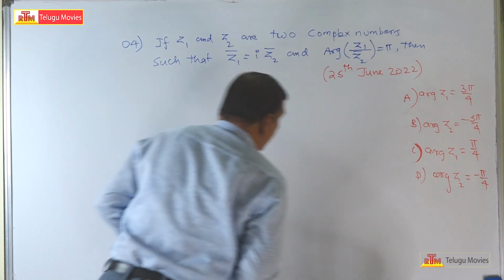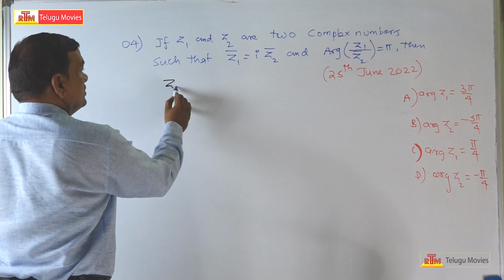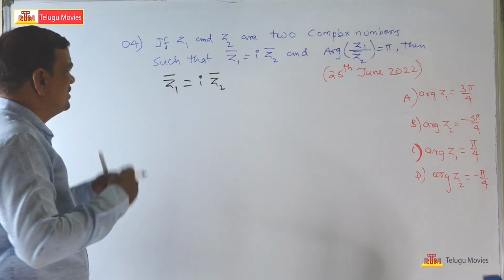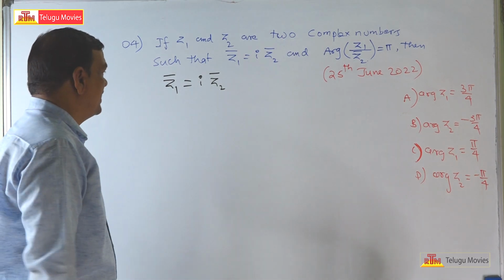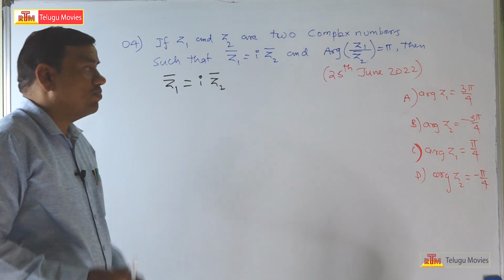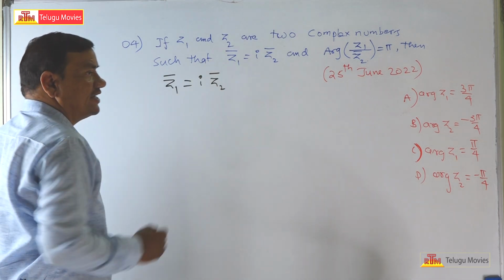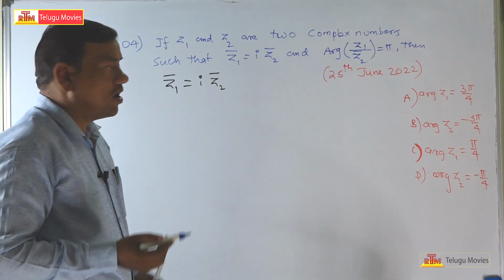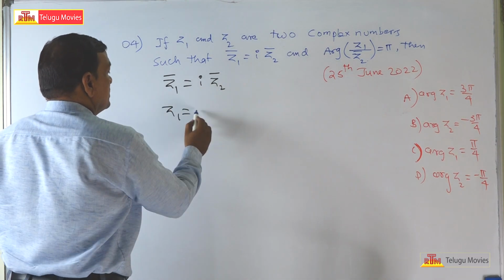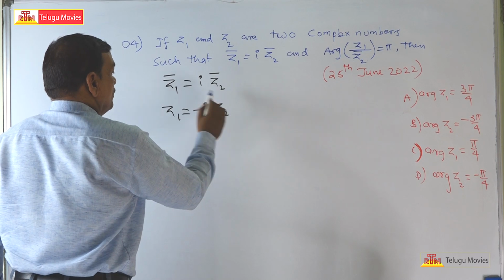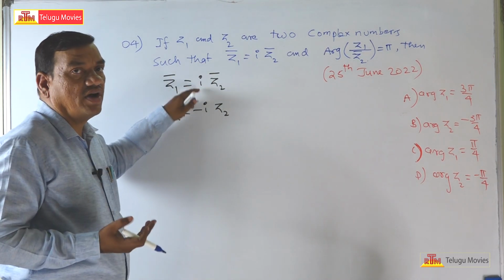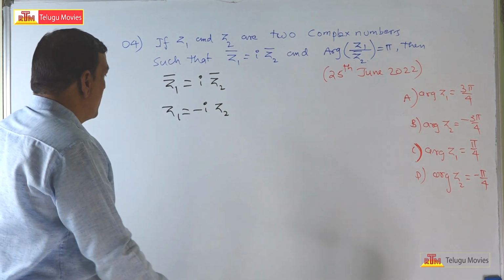So Z1 bar is equal to i times Z2 bar. Let us remove those bars. For that, take the conjugate on both sides. That gives Z1 is equal to minus i Z2. Why? Because when you take the conjugate on both sides, the conjugate of i is minus i.